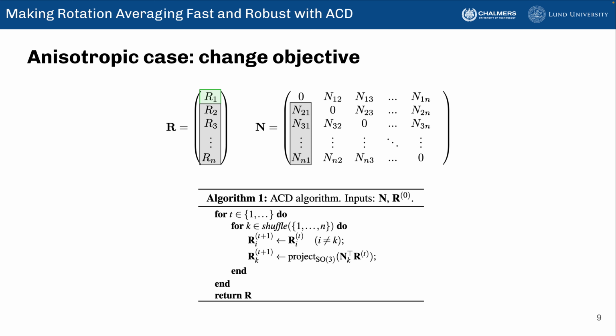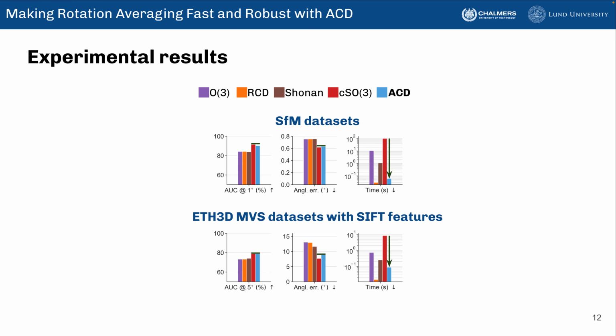The algorithm looks like this again. Here, at each iteration, we apply this operation, this closed form solution to a subproblem. So the performance is very similar as compared to the SDP relaxation, but the runtime is much lower.